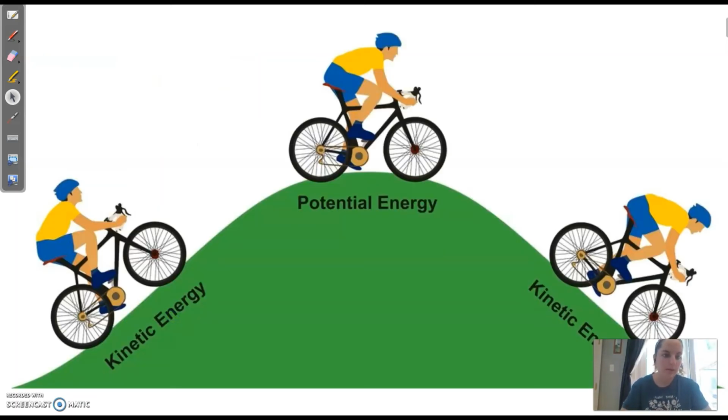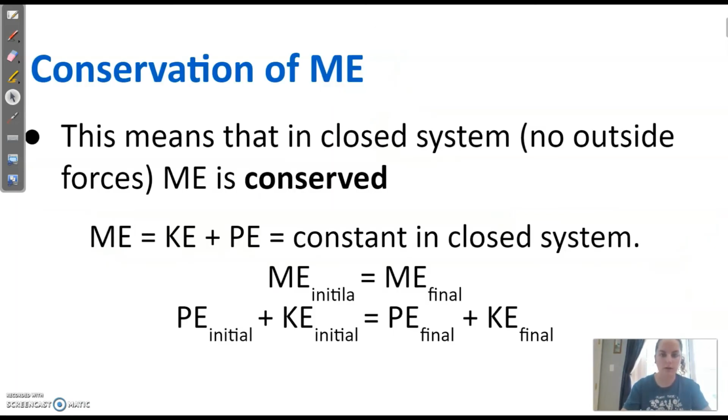And so if that object is in motion and going up a hill, that kinetic energy is going to be transferring into potential energy at the highest point. It's going to have the highest potential energy, again, because potential energy depends on mass, g, and height. And then as that object goes down the hill, the potential energy is going to transfer into kinetic energy.